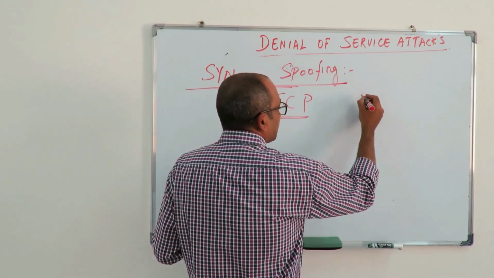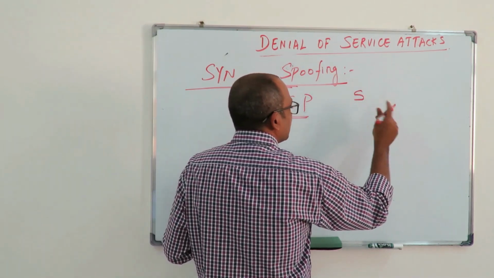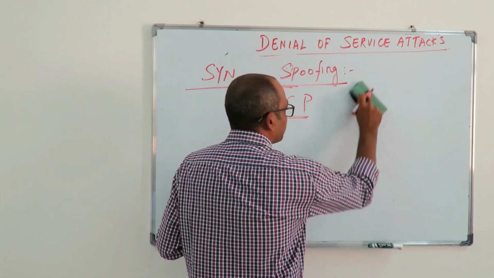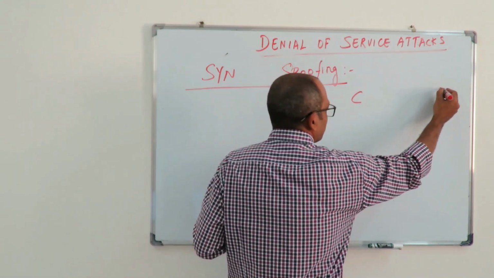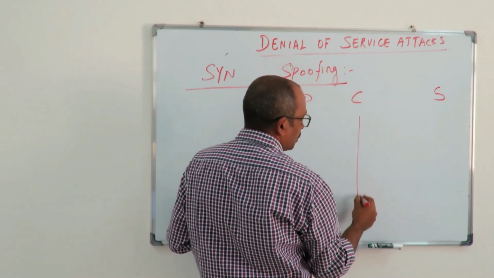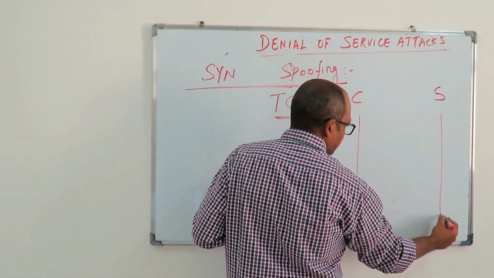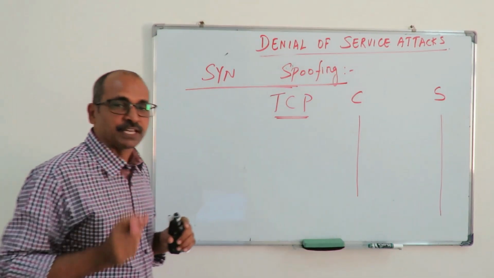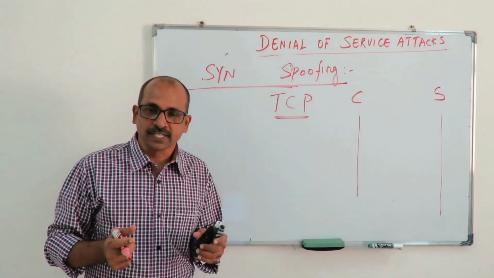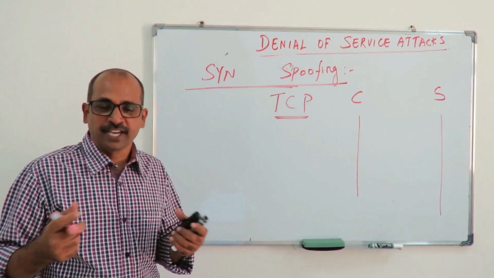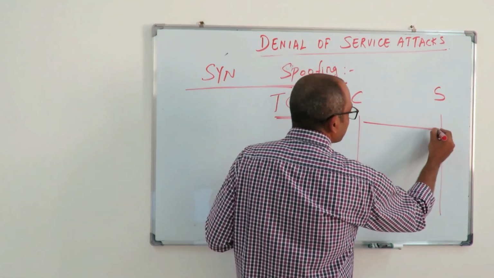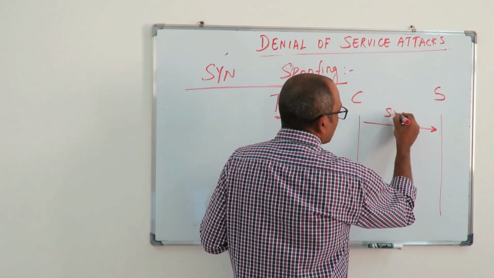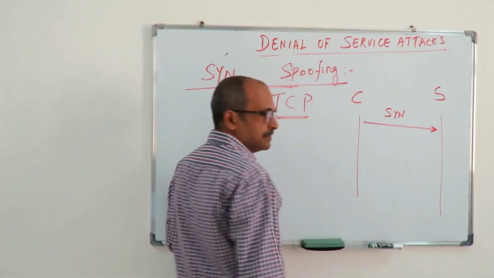Now, I am taking two computers here, a server machine and a client machine. So this is a client machine and this is a server machine. The client wants to establish a connection with the server. So before establishing the connection, we have to do a three-way handshake. The client machine is going to send a SYN packet.